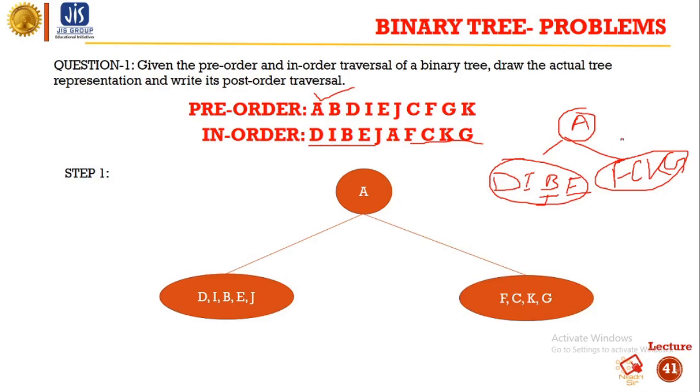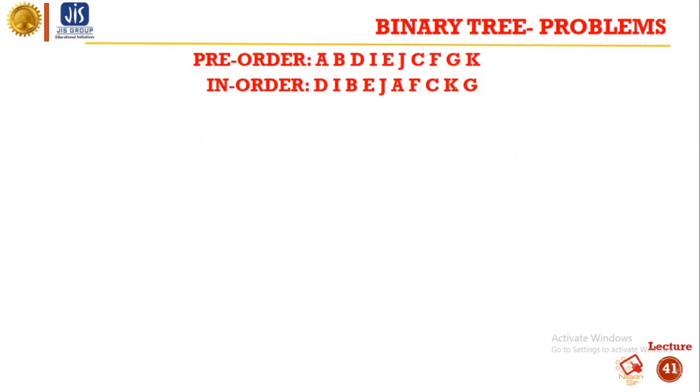Now come to step two. The next part is B. So A was there.